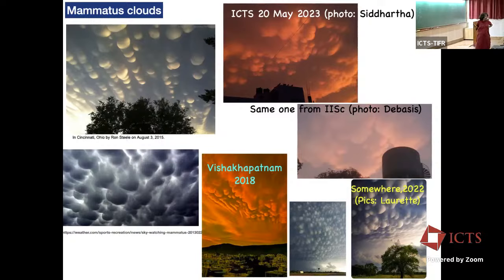Were you guys here on 20th May? No. So you missed this mammatus cloud.